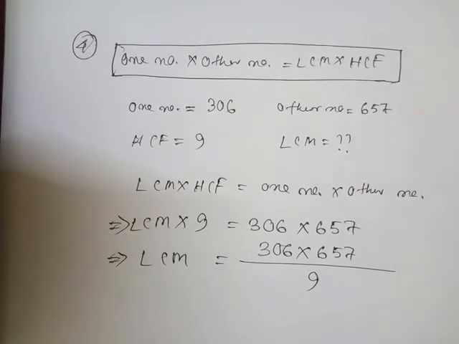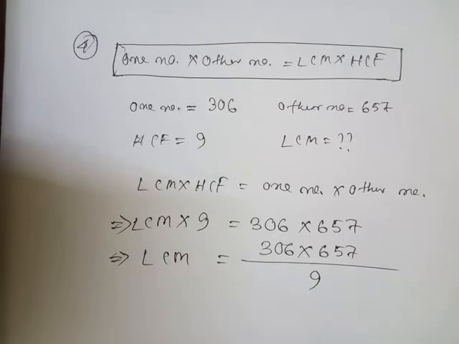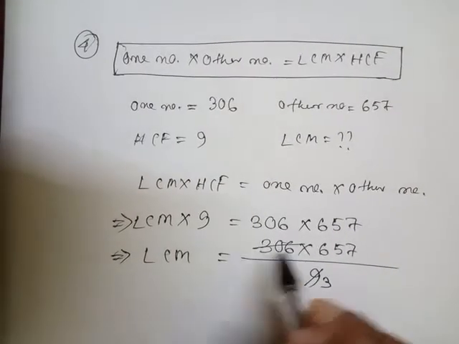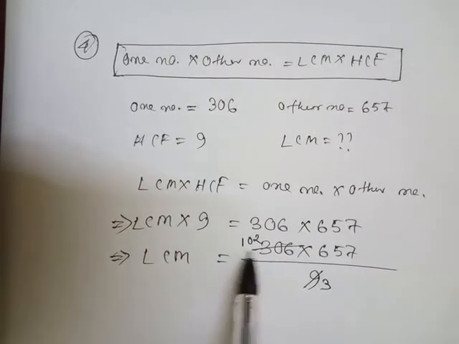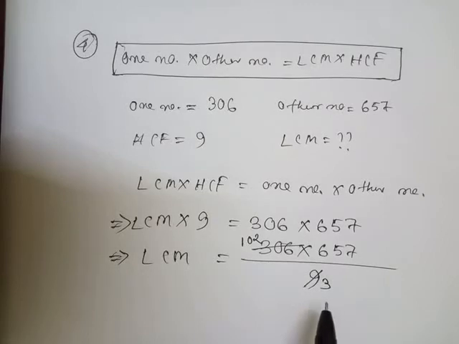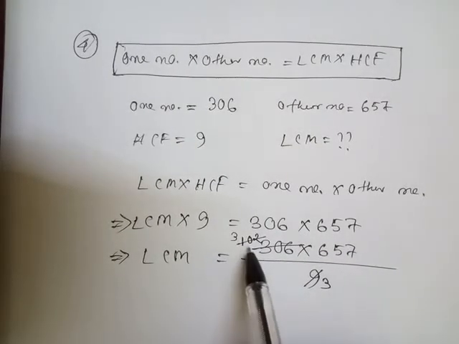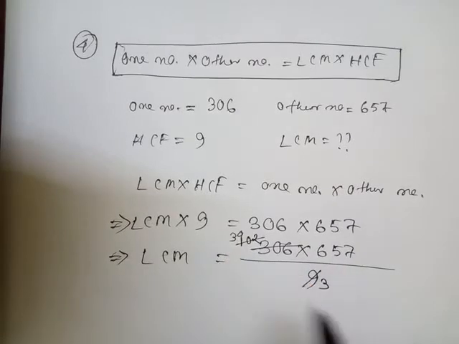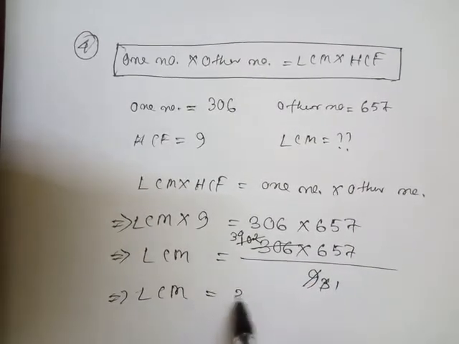Now how to divide this? Look, 306 and 9 are both multiples of 3, so we'll go for division. 3 into 3 is 9, 3 1 is 3, 0, 3 2 is 6. Now again 102, let me check whether it is divisible by 3 or not. 3 3 is 9, then 1 and 2, 12, means 3 4 is 12. Yes, divisible. So LCM equals 34.